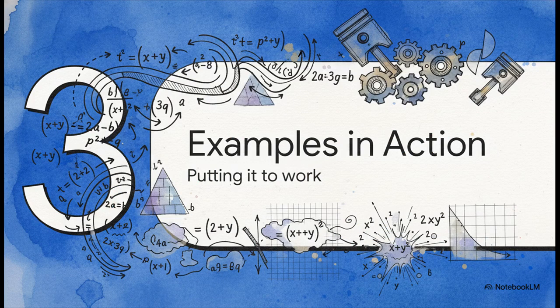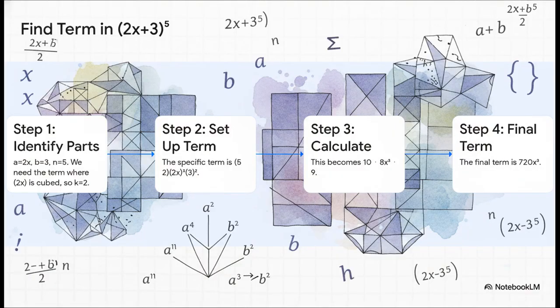The absolute best way to understand this is to get our hands dirty and actually put it to work. Let's solve a couple of classic problems you might see. All right, here's a classic test question. We don't need the whole massive expansion of (2x + 3)^5. We just want the single term that has x cubed in it.